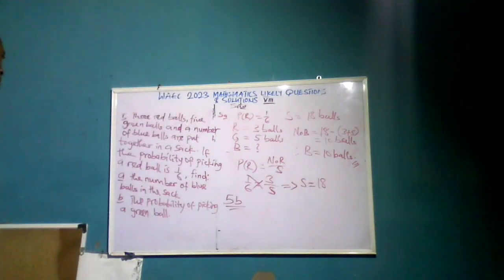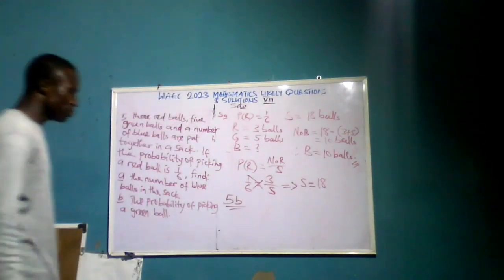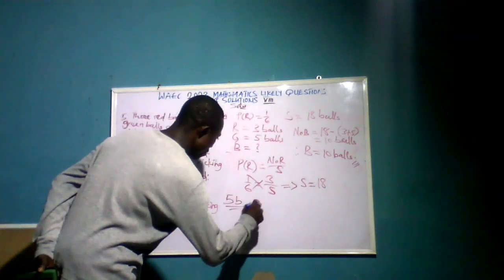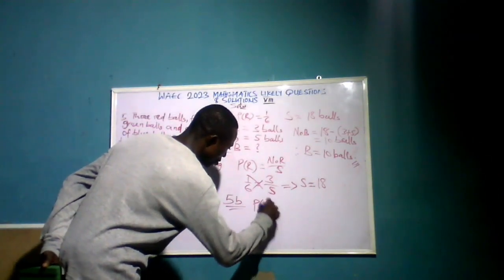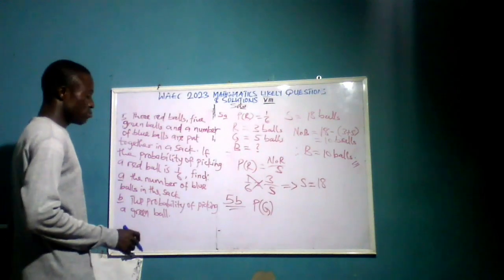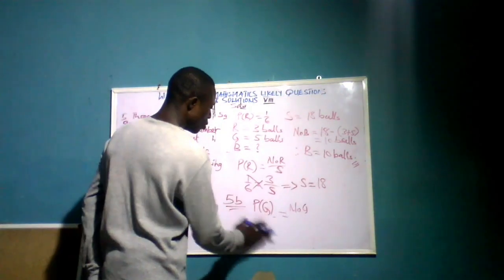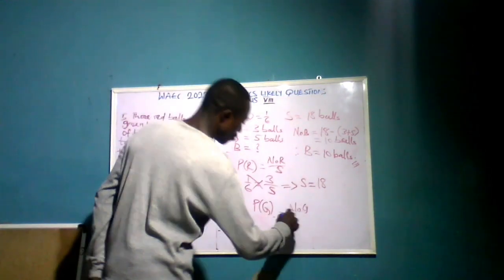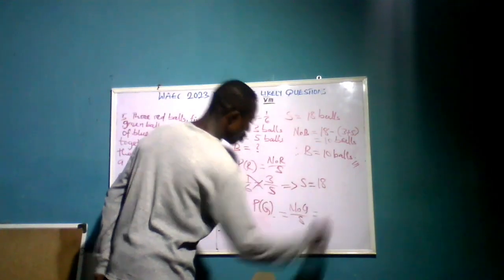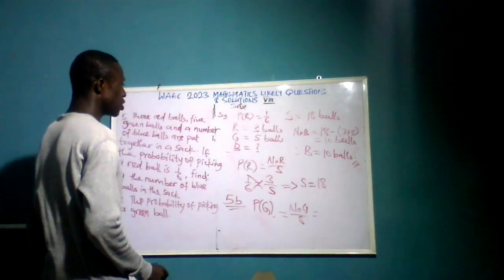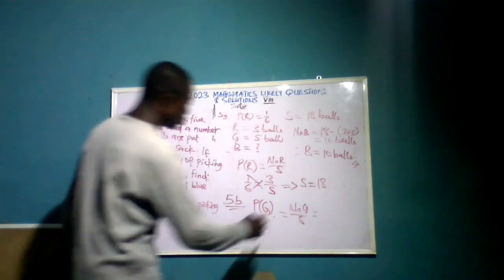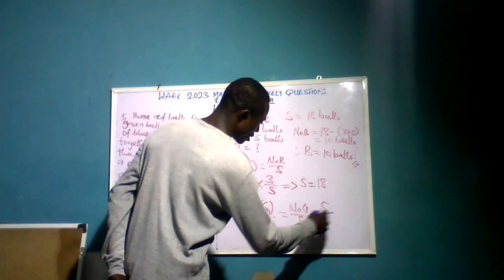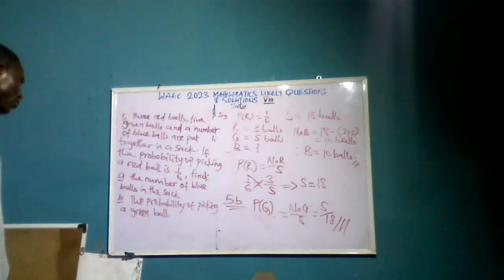For 5b, we have to find the probability of picking a green ball. Probability of picking a green ball will be probability of G, as G denotes green balls. Probability of G will be equal to number of G all over sample space. What is the number of G? G is stated to be 5, all over sample space, which is 18. Okay, and that's the final answer.